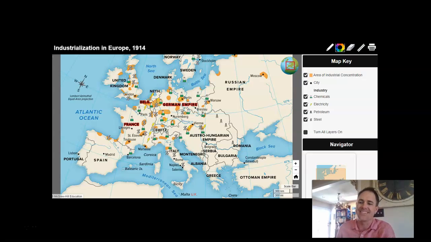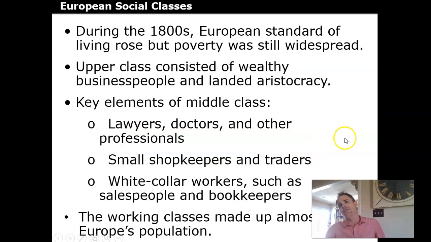See there a map of some of those key areas of industrial concentration, primarily in Western Europe. So areas of France, Belgium, the Netherlands, parts of the German Empire, northern Switzerland, and a little bit here in the Austro-Hungarian Empire, and of course in the United Kingdom. Most of the rest of these places are still rural and agricultural. But in those cities, right, you start to see some major changes.